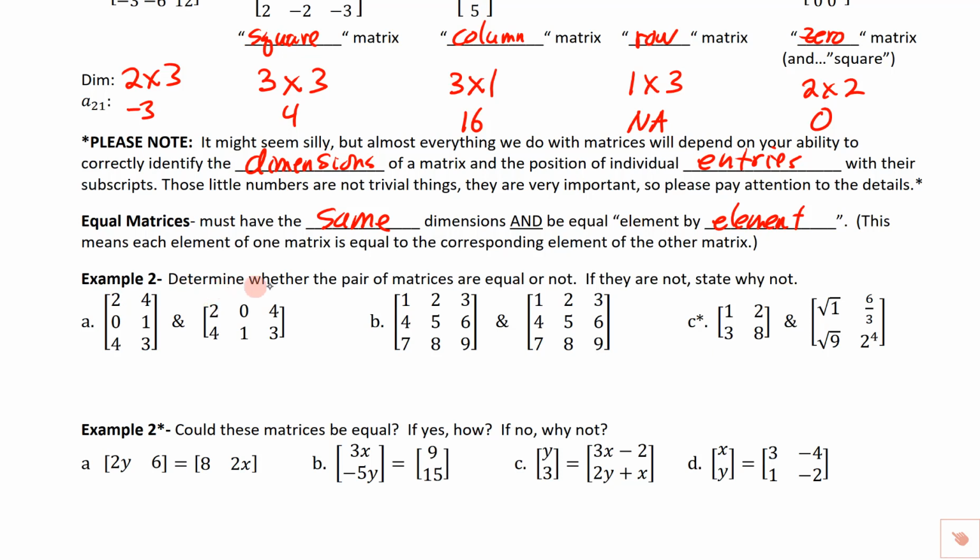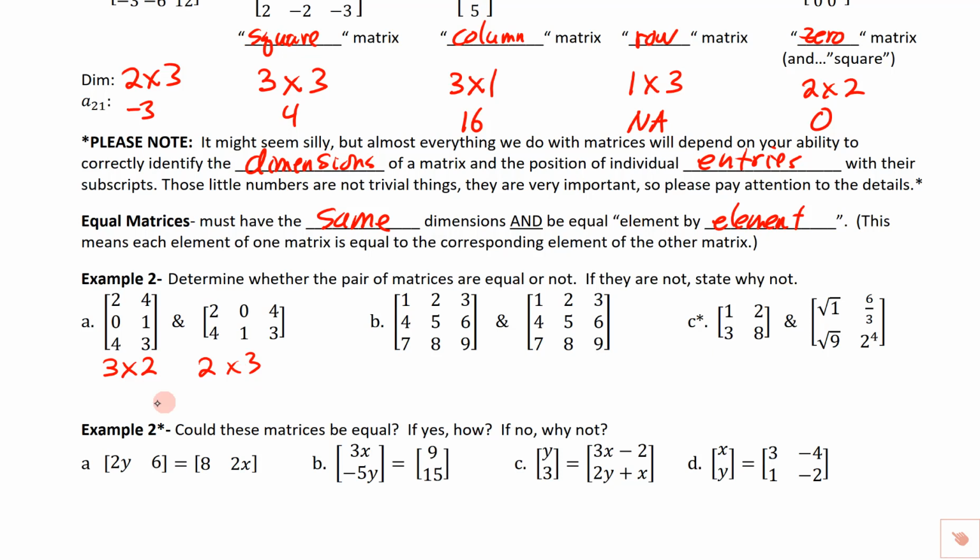In example 2, it says determine whether the pair of matrices are equal or not. If they're not, state why they're not. So the first thing we have to do is make sure that they have the same dimensions. If they don't have the same dimensions, there's no way that they can be equal, because we've got to go through and check element by element. So this one is, let's see, 1, 2, 3. This is 3 rows and 2 columns. This one is 2 rows and 3 columns.